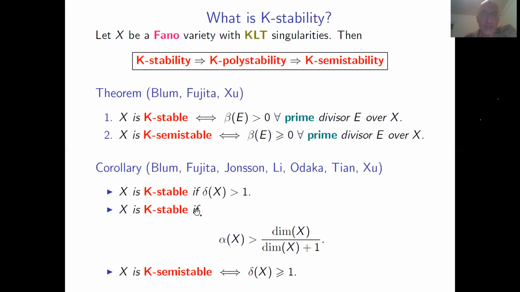And then you have a very classical result by Tian in the smooth case. If the alpha invariant is bigger or equal than dimension over dimension plus 1, then X is K-stable. So this is basically Tian's result.